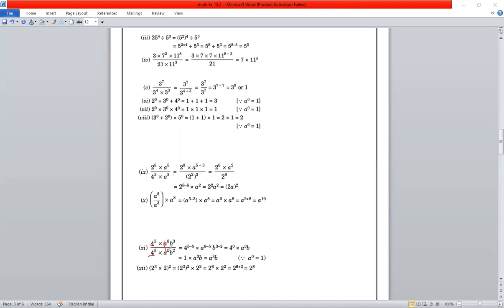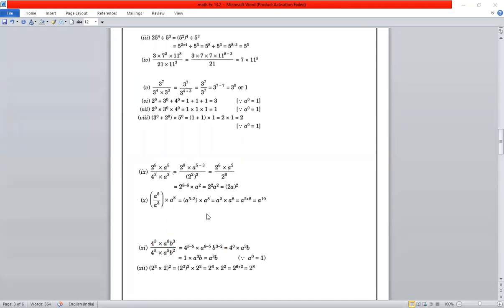Here again bases are same. So in the division form, 8 minus 5. Similarly bases are same, 3 minus 2. So 4 to the power 5 minus 5 is 0. a to the power 8 minus 5 is 3. And b to the power 3 minus 2 is 1. So when no power is written, we can consider it as b to the power 1. Again, 4 to the power 0 means any number to the power 0 is 1, and a to the power 3 into b. This is our final answer.